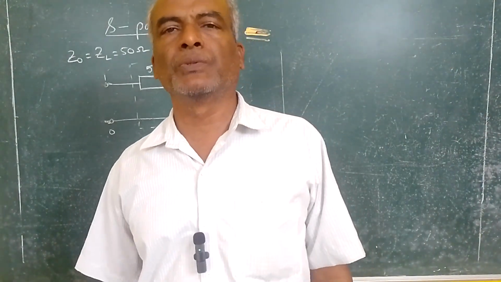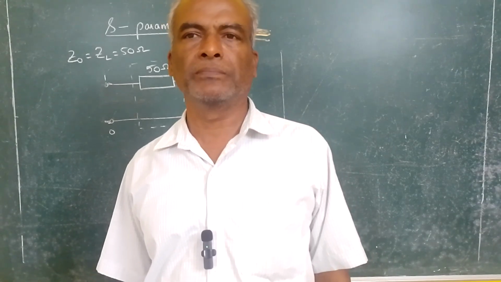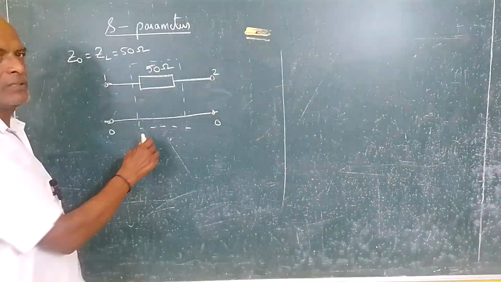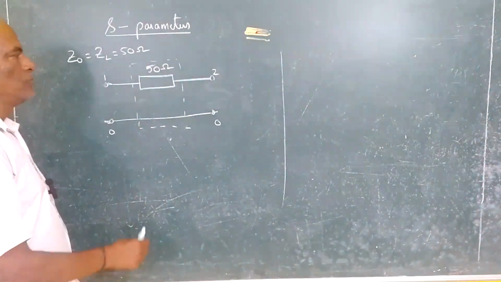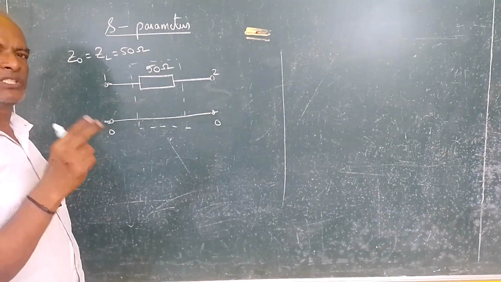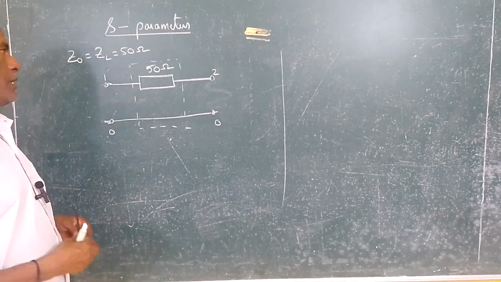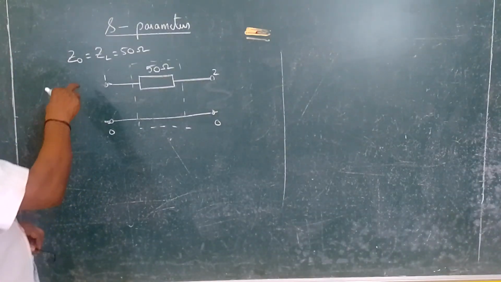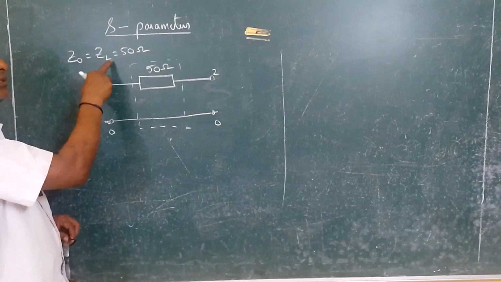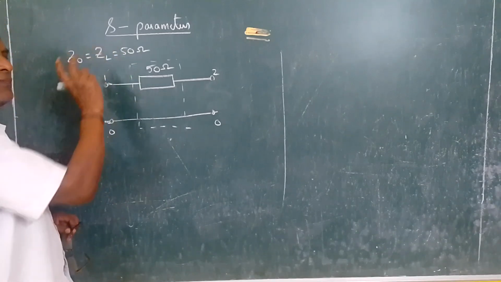Today we are going to see S parameters by solving a simple problem. The question is, this is a two-port network, port 1 and port 2. For this network we have to find S11, S22, S12 and S21. Now the characteristic impedance Z0 is equal to the load impedance ZL, which is equal to 50 ohms. This we are assuming, or generally we can connect this 50 ohms.